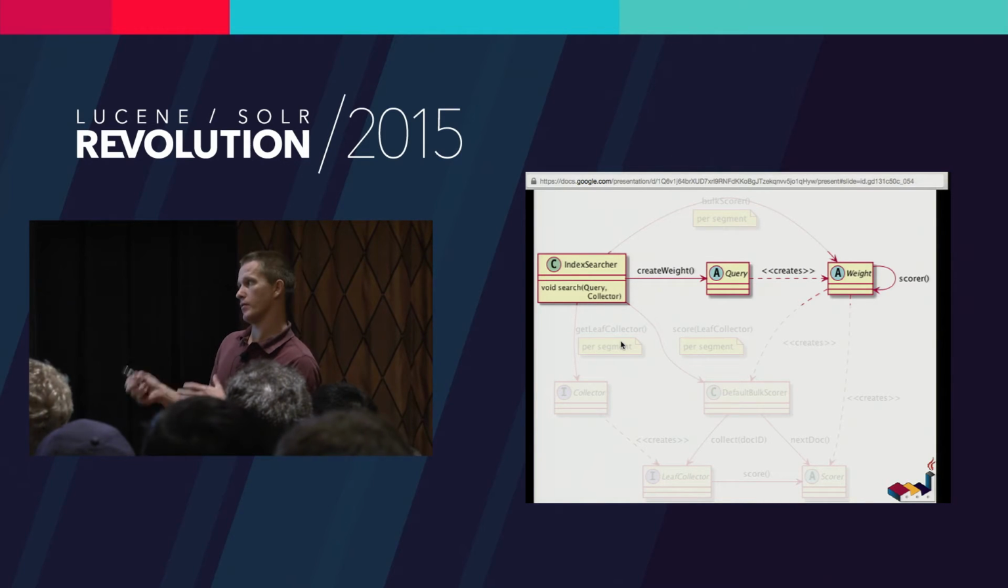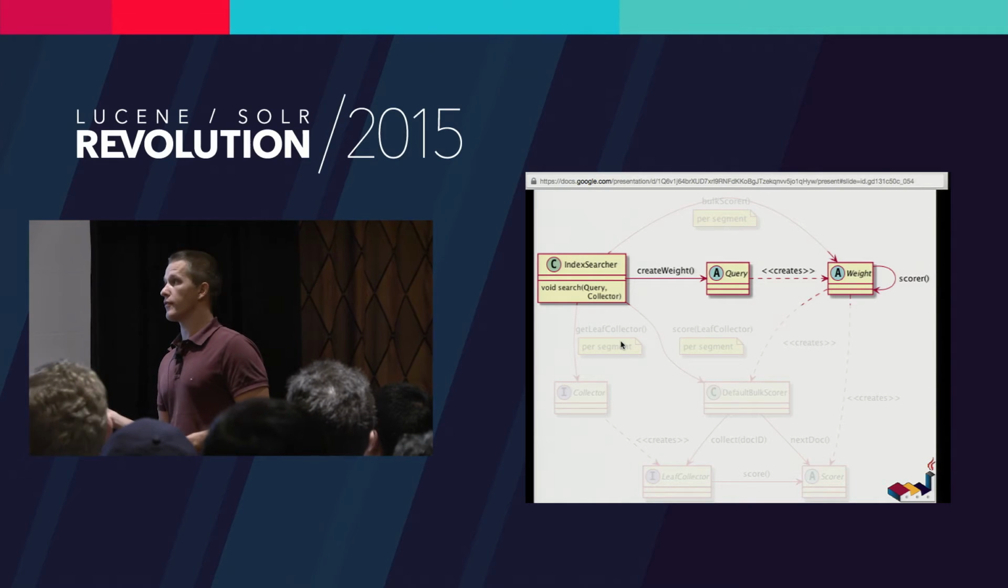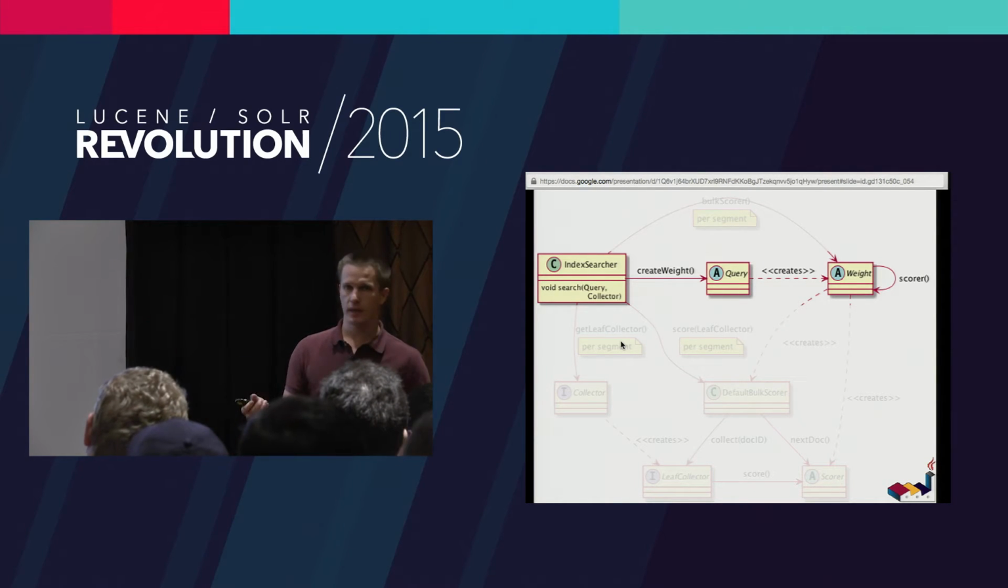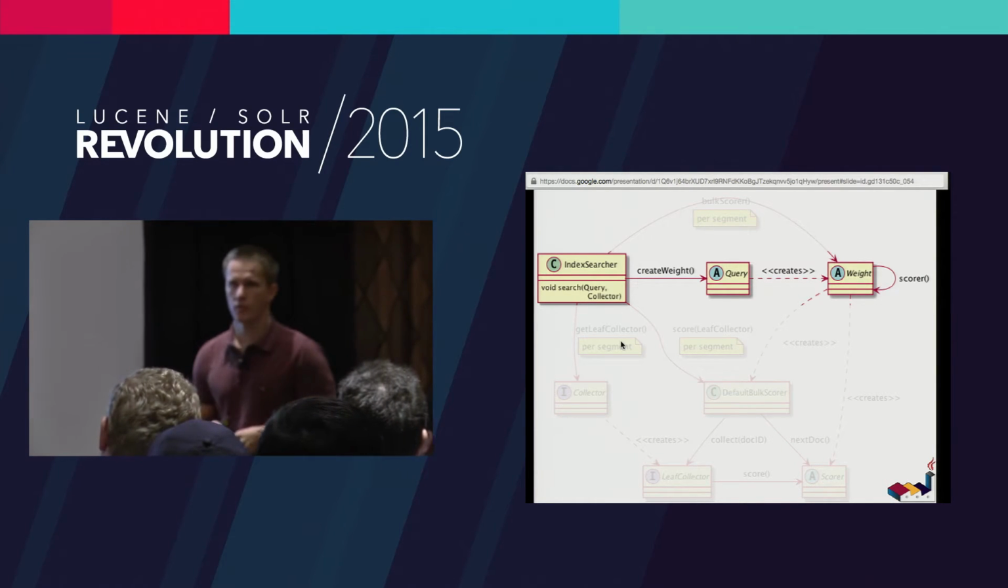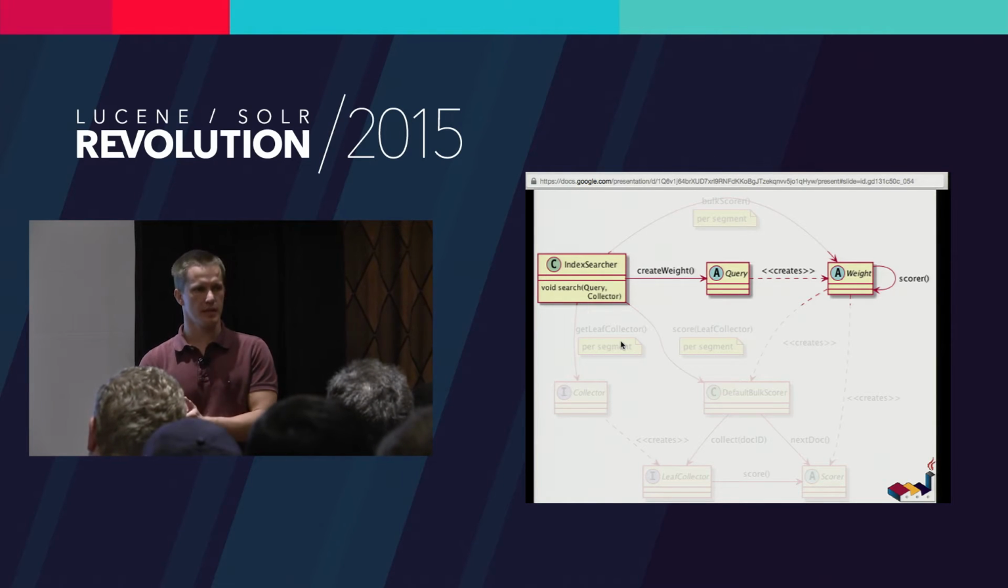Here we have what we already saw. Index searcher starts executing query from requesting weight from the given query. And then sort of magic happens. So as you know, Lucene index is separated into autonomous segments.